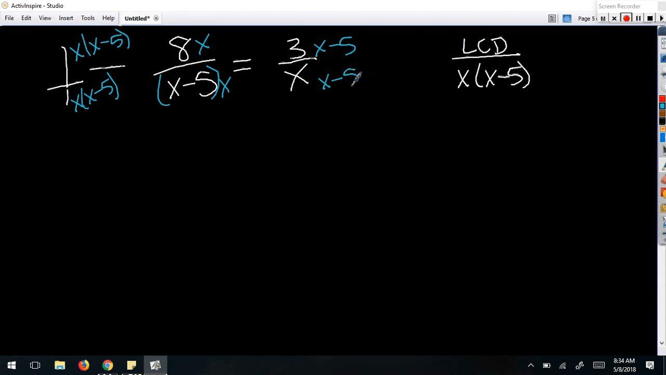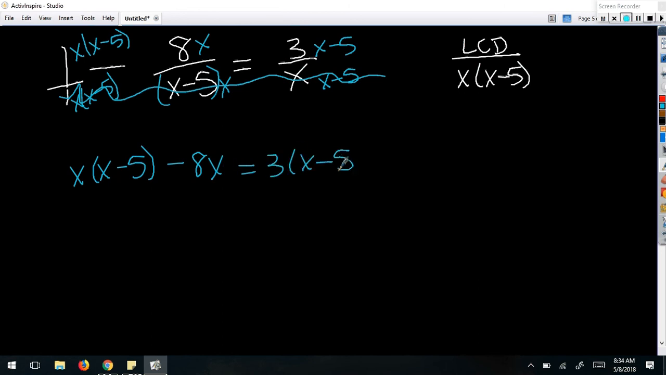Is anybody confused on what we have done thus far? Are we all in agreement now that all the denominators are the same? Yes. So let's get rid of them. Now I have x times x minus 5 minus, watch those signs, 8x equals 3 times x minus 5. Is this something you can solve? Yeah, and then you just get rid of the parentheses, so let's distribute.